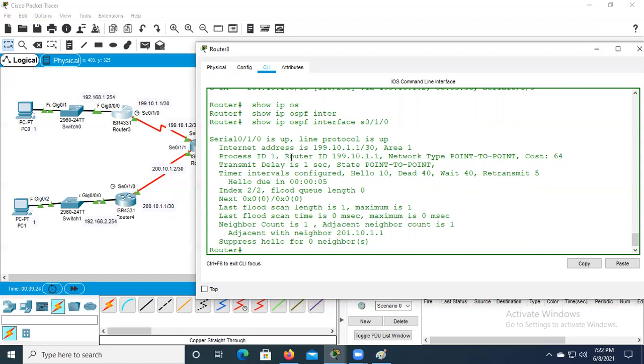Process ID is this. See the router ID of this router. This router is configured with two interfaces. One is 192, 199, which is the highest IP address, 199. So it is taking its router ID as 199.10.1.1.